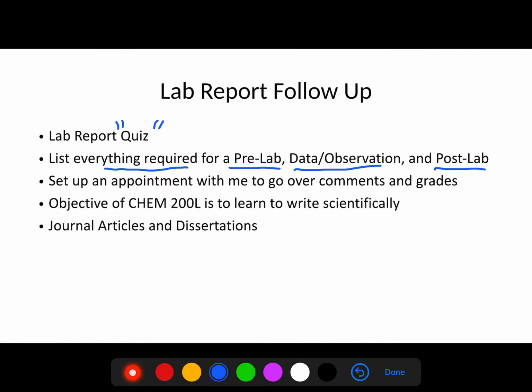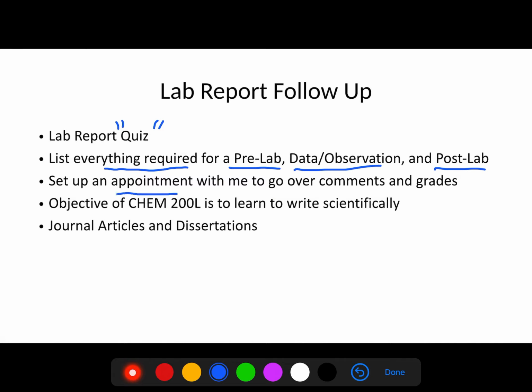Think about, without looking at any notes, what goes in every section. As I mentioned, you'll get to set up an appointment if you want, and we can talk about your lab reports so far and prepare for those next 6 that are coming.